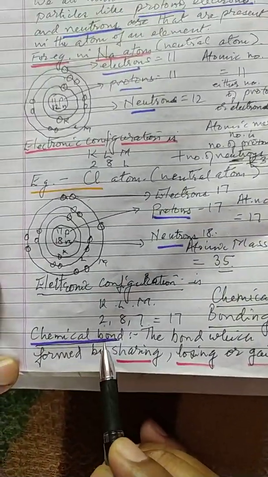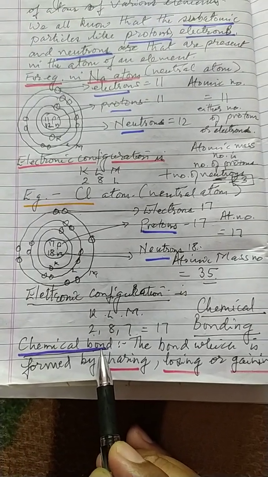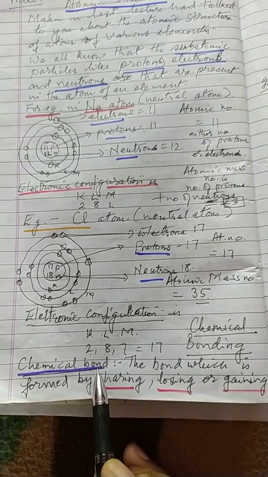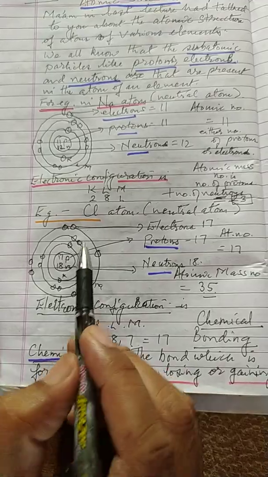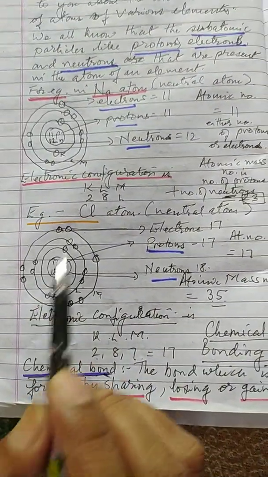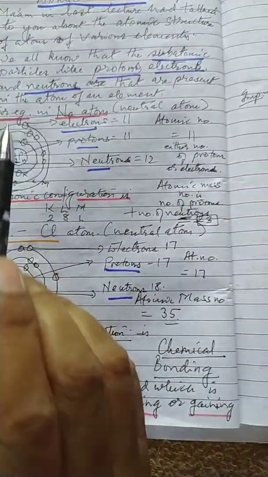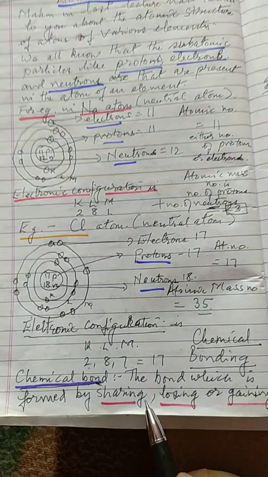What is a chemical bond? Again I'll explain to you, children. The electrons in the outermost shell of an atom are the valence electrons. Like in chlorine there are 7 valence electrons. Likewise in sodium there is 1 valence electron, which is in its outermost shell, or the valence shell.